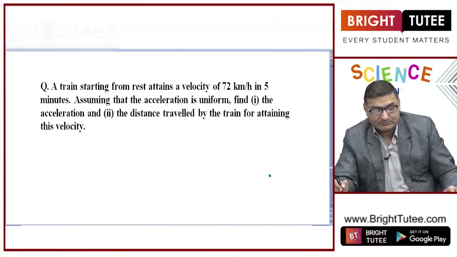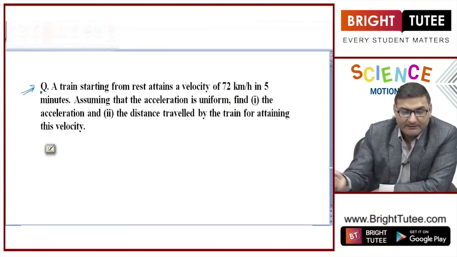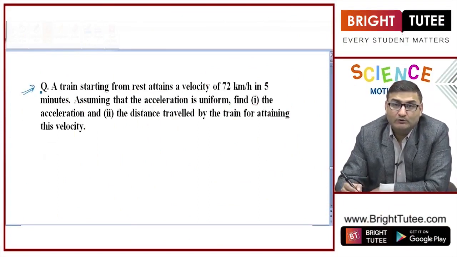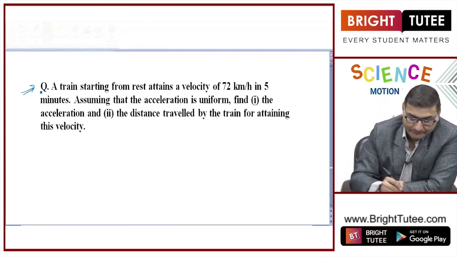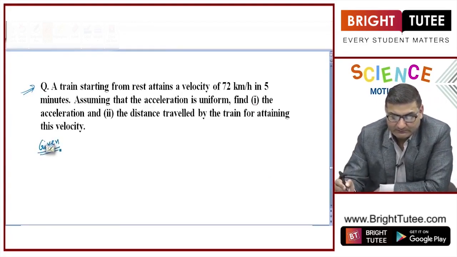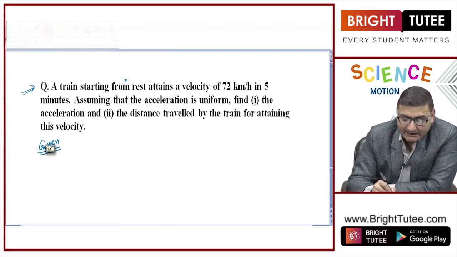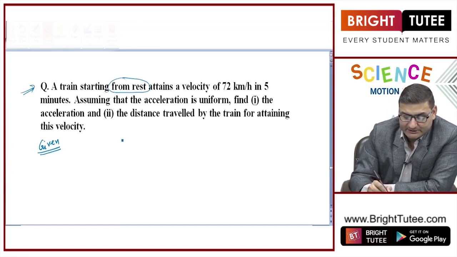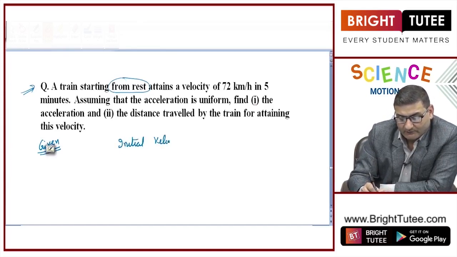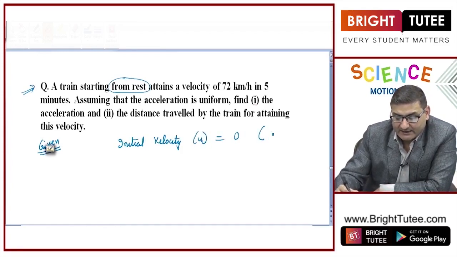Let us see the next question. From this question onwards, we'll be required to find two things by using two equations of motion. Let us see how. In this question, what is given to us is a train starting from rest. If the train was at rest initially, that means the initial velocity of the train is 0, as the train was at rest.